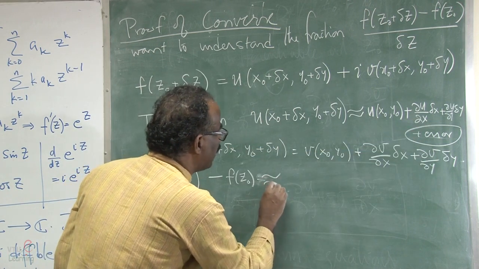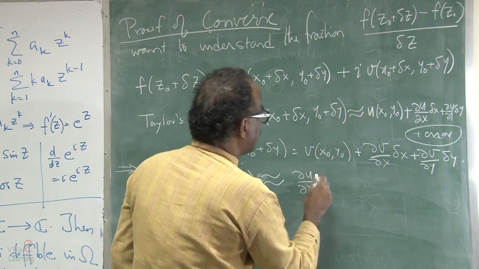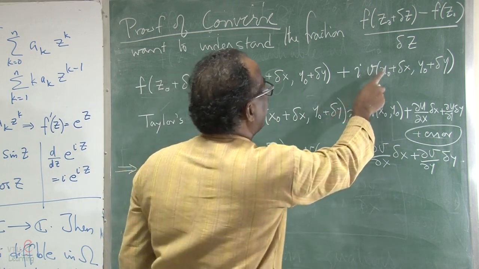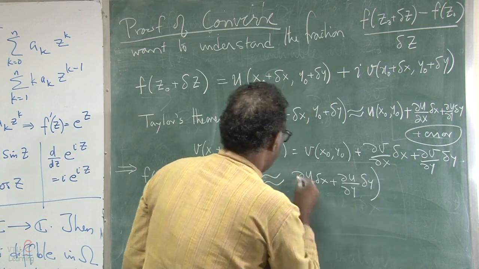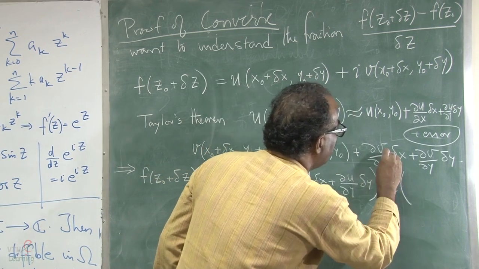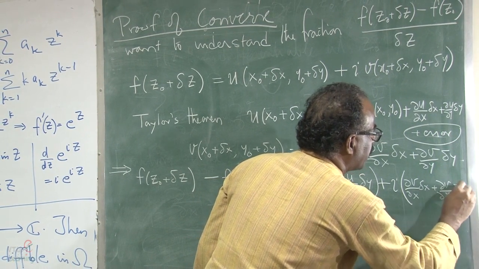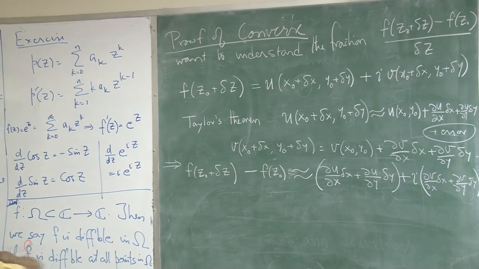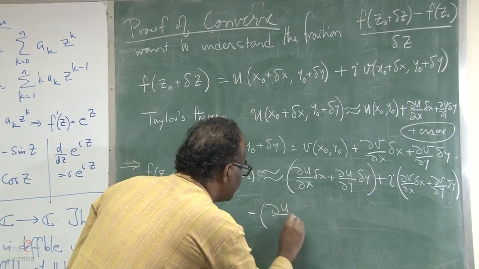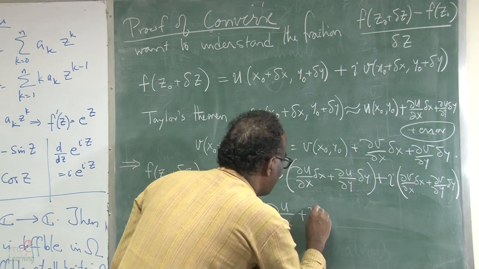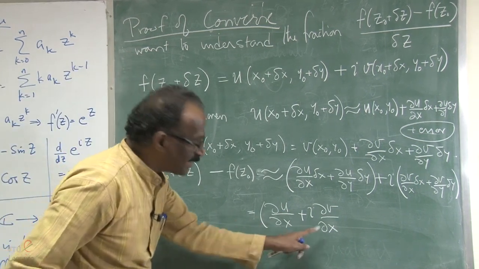So this will be approximately equal to du by dx delta x. You have to carefully write it here. Delta x plus du by dy delta y, plus i, the other part will have an i, plus this one, dv by dx into delta x plus dv by dy into delta y. So don't have to remember blindly anything to do it. Now I combine all my delta x terms. That will be equal to du by dx plus i dv by dx. This is what I want, if you know it very carefully. Because if at all the limit exists, this is exactly my derivative.